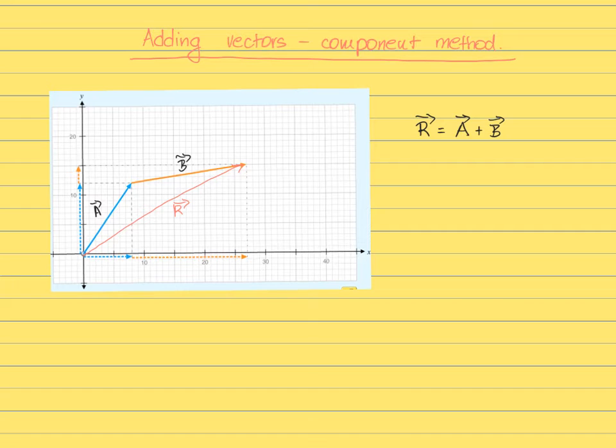Now the key idea around the component method is that if this is my AX, this is my AY, and if this is my BX, and this is my BY, this little guy, the orange one, then the component method says that the X component of the resultant will equal the sum of the X components of these two vectors. And the same thing goes for the Y component.